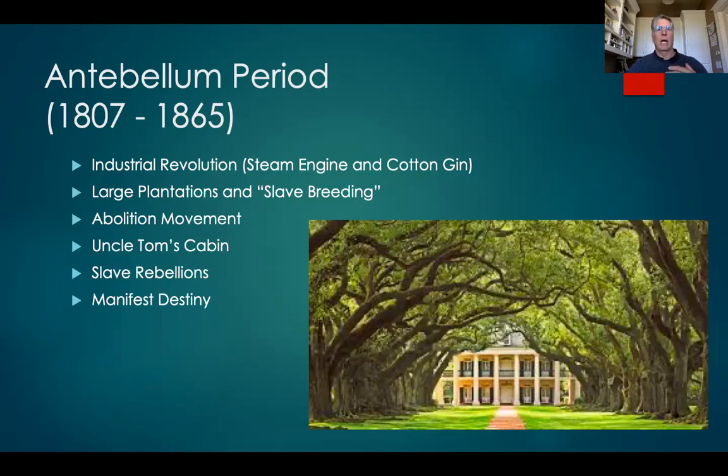And then, of course, the idea of manifest destiny and the movement westward. California became a state around 1850. Oregon became a state in 1859. Of course, 1865 is when the Civil War ended. 1861, 2 years after Oregon became a state, is when the Civil War started.